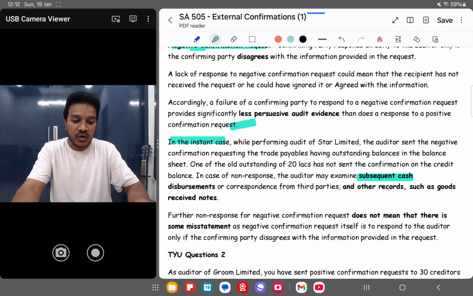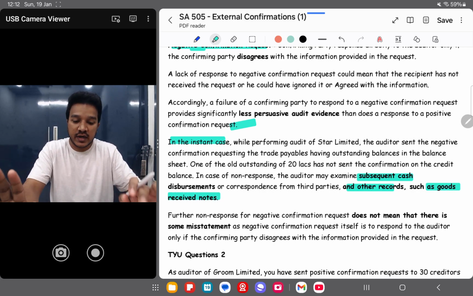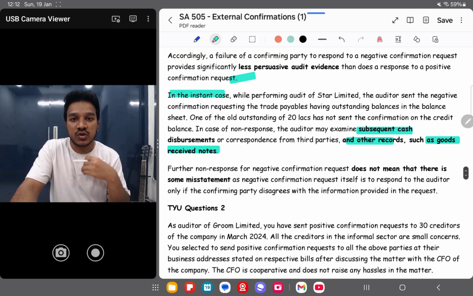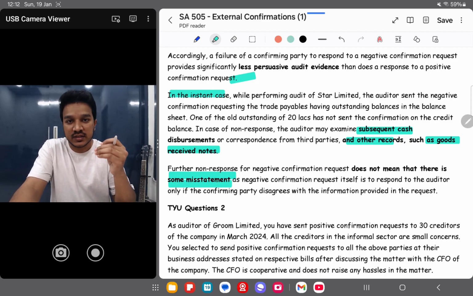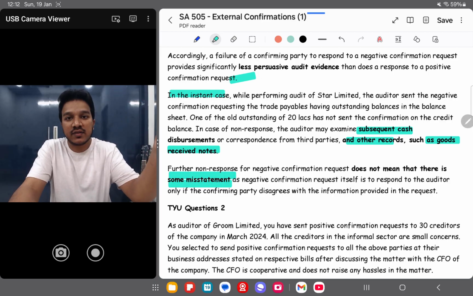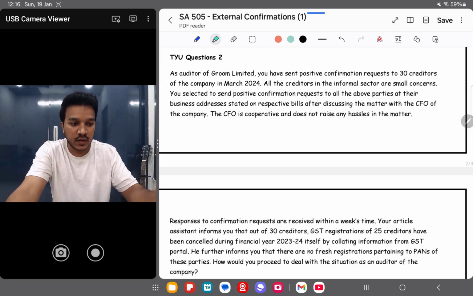So these points you will write, like other records, goods receipt notes and all, and say that just because you did not get any confirmation, it does not mean that there is any misstatement. Don't draw conclusions, because negative confirmation request in itself means the other party will respond only when he disagrees. So here you write this point and then close it. That is about your first question. Let's go into the second question now.